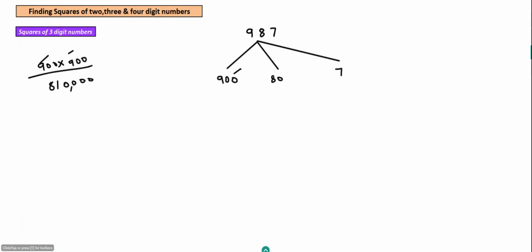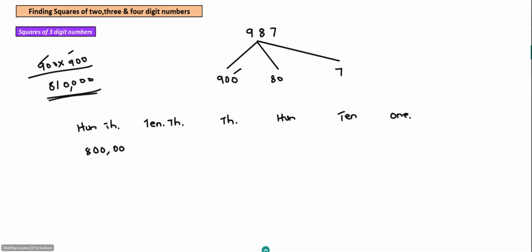So here we have another column, that is 100,000. So first I will write 100,000, and then the next one will be 10,000, and then thousands, hundreds, tens, and ones. So we can write this 810,000 as 800,000 into the 100,000 column, and then the remaining 10,000 into the 10,000 column. So we're done with finding the square of 900, and then the square of 80 will be 6,400. So we'll write it as 6,000 under the thousands, and then the 400 under the hundreds. And then the square of 7 is 49, which we will write as 40, and then 9 into the ones column. So we have completed finding the squares of each of the three numbers.